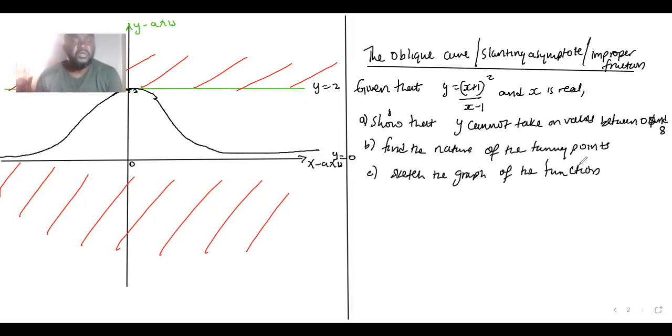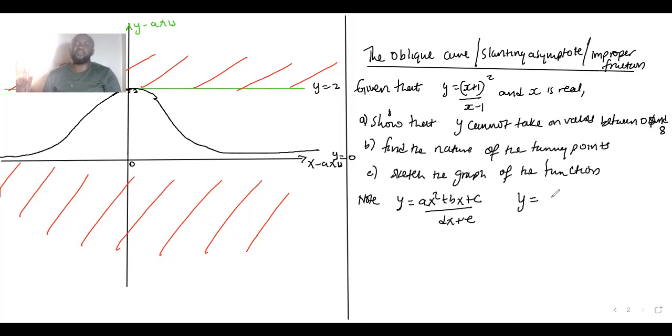Now, first of all, how do I know that the curve is an oblique curve, that it has slanting asymptotes, or it has an improper fraction? It should be in the form y is equal to ax squared plus bx plus c over dx plus e. When the highest degree of x in the numerator is greater than the highest degree of x in the denominator, then we say it is an improper what? Fraction. All right? So according to that, it is an improper fraction. So the first thing they have said is to show that y cannot take on such values.